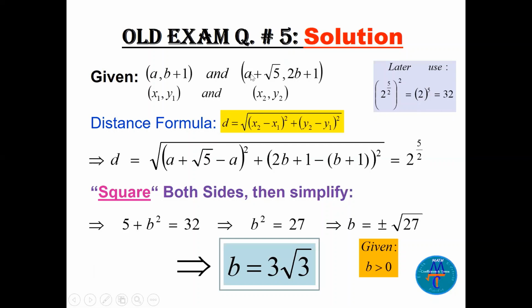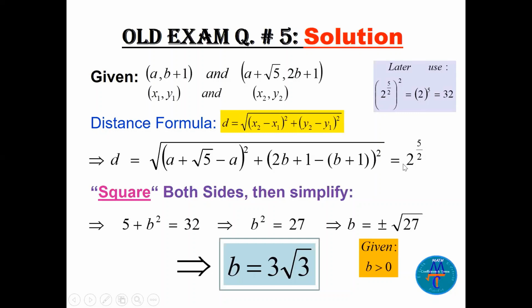This is x2, a plus square root of 5, minus x1, only a. See, the a cancels. We don't need a. So we have only square root of 5 all squared, which is 5 only. Now, y2, 2b plus 1 here, minus in the bracket, b plus 1. Be careful here: 2b plus 1 minus the b plus 1, all squared.